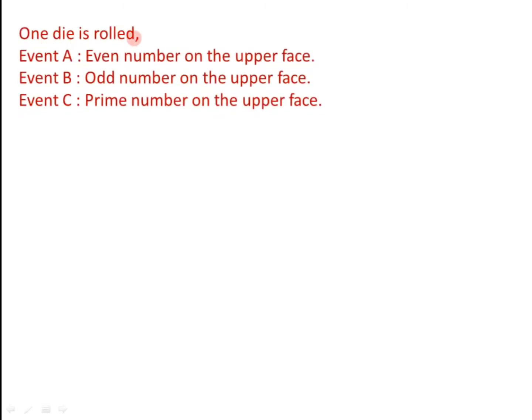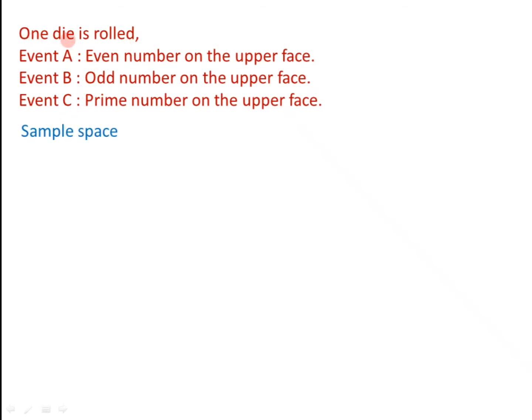One die is rolled. So this is the experiment, and there are three events given: event A, event B and event C. Event A is even number on the upper face, that is when one die is rolled, we have to find the sample points in which we get even number on upper face. Event B is odd number on the upper face and event C is prime number on the upper face. So first of all, for this random experiment, we have to write the sample space.